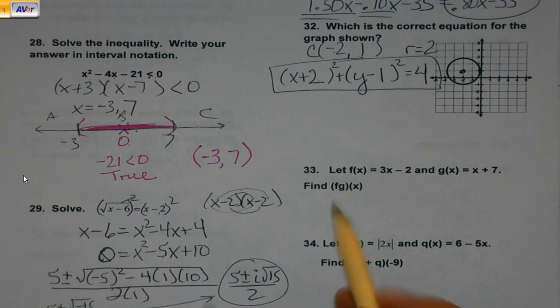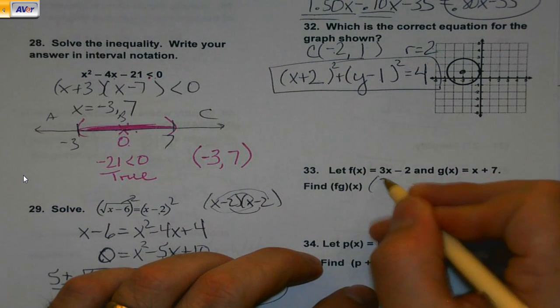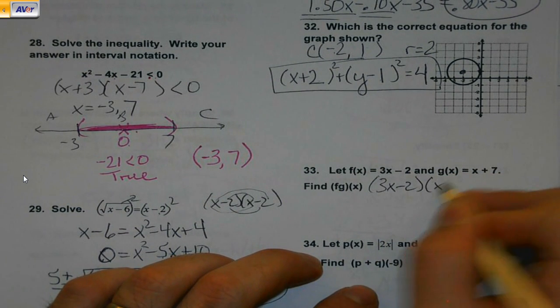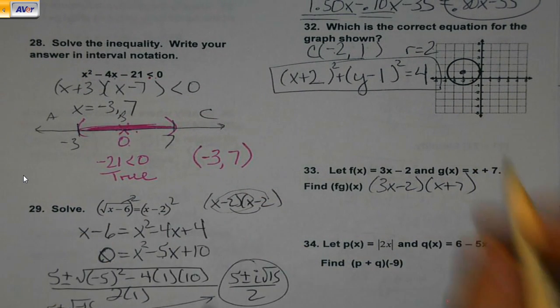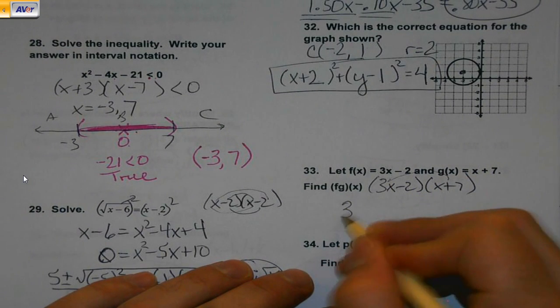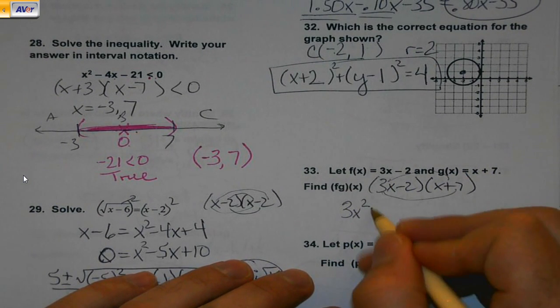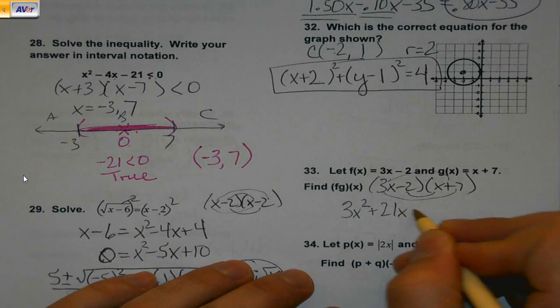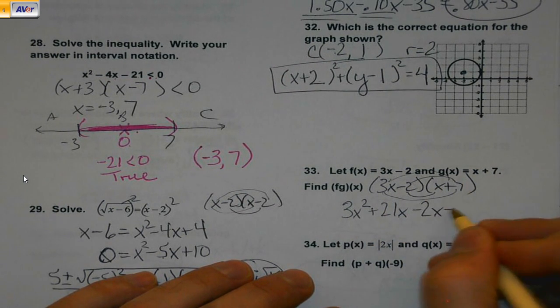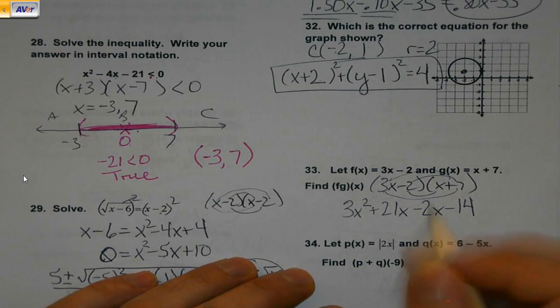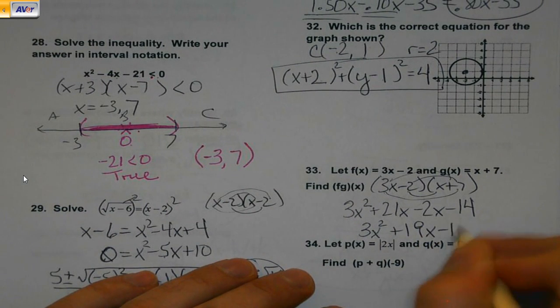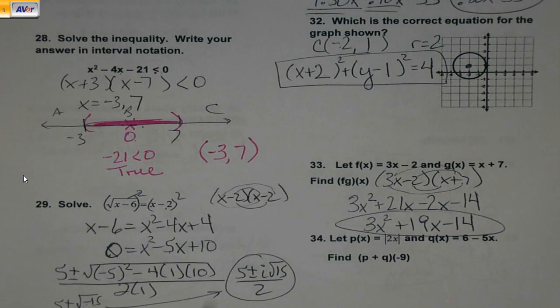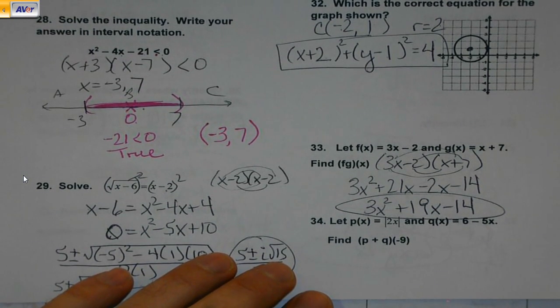Let f of x and g of x. Find f times g of x. Whether you FOIL or whether you box, we're just multiplying. It's not a composition. So 3x squared plus 21x minus 2x minus 14. Combine my like terms in the middle, but again, with choices, you're going to know this. Good.